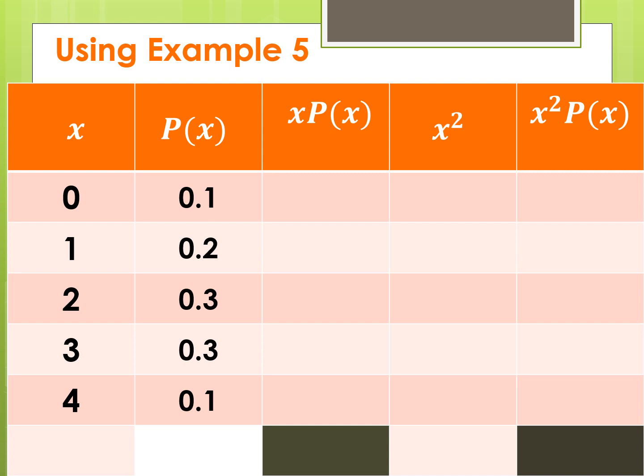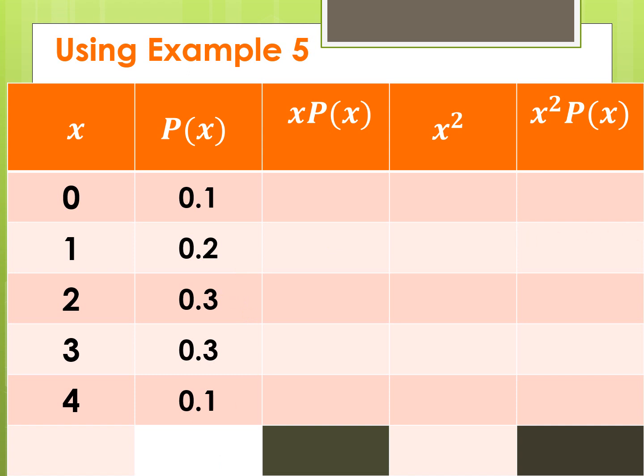Using the alternative method, we will be only needing 5 columns. One for x, then second one we have p of x, the probabilities. Then for the third column we have the product of x and the probabilities. Fourth column, just square our x's or yung value ng x natin. And then the fifth column will be the product of the fourth column, x squared multiplied to the values under p or yung probabilities natin. Okay?